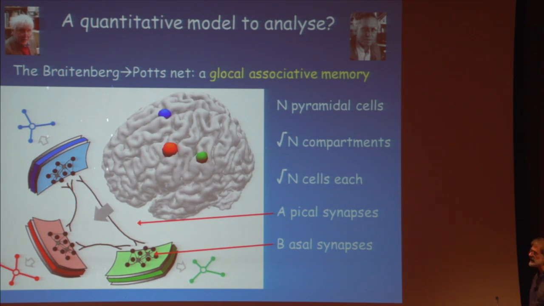So one way in which you can make this model of Braitenberg amenable to analysis with quasi-physical techniques is by taking these patches of cortex and reducing each patch to a single variable, a Potts variable, a variable that can take one of a number of states. This would correspond to the idea that each patch is a kind of Hopfield network.